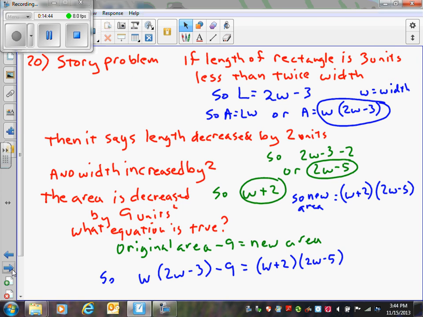And the last problem is ugly. It's a story problem. If you pay attention, it won't be that hard. They tell you if the length of the rectangle is 3 units less than twice its width. So I would write L is twice the width minus 3, units less than twice the width. The width is W. So the area of the rectangle when we start is W times the quantity 2W minus 3, length times width. Then it gets complicated.